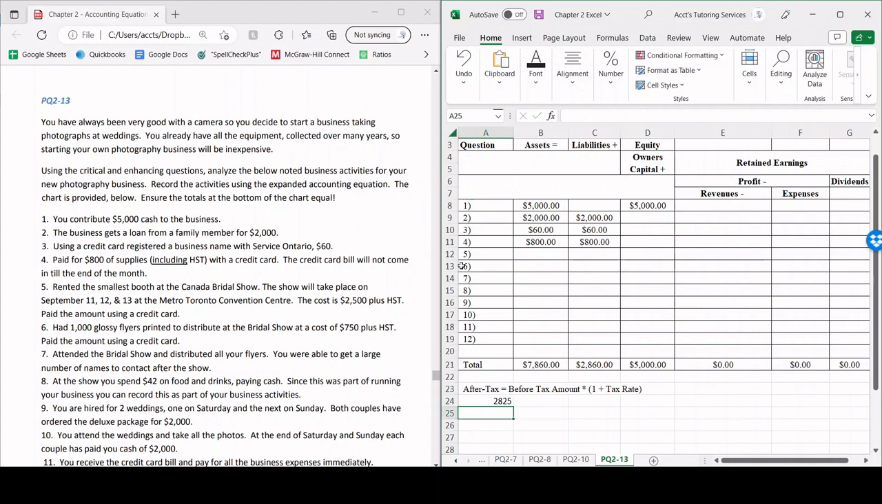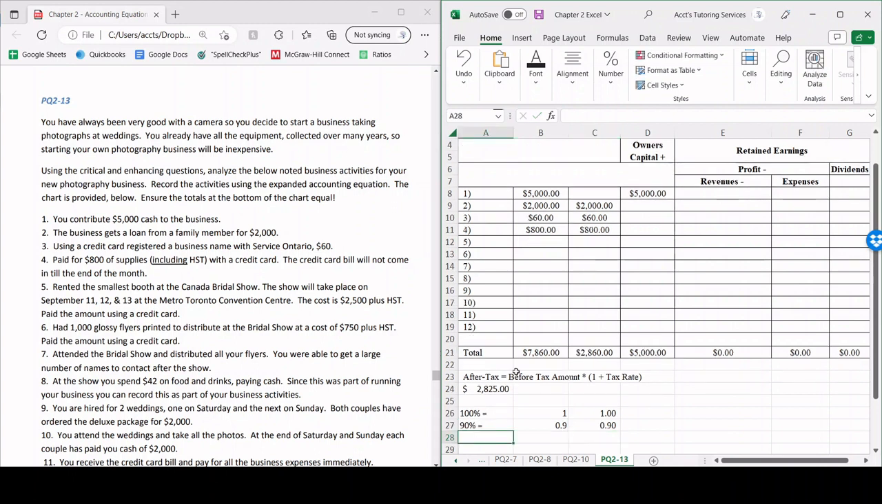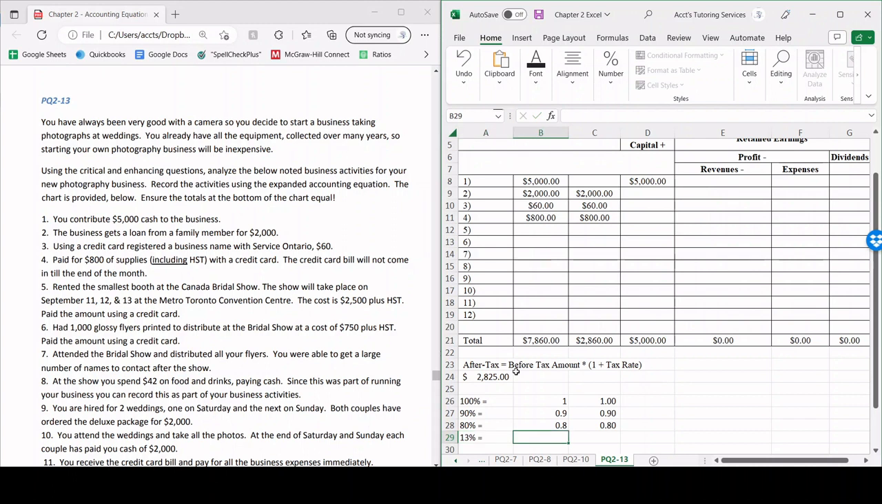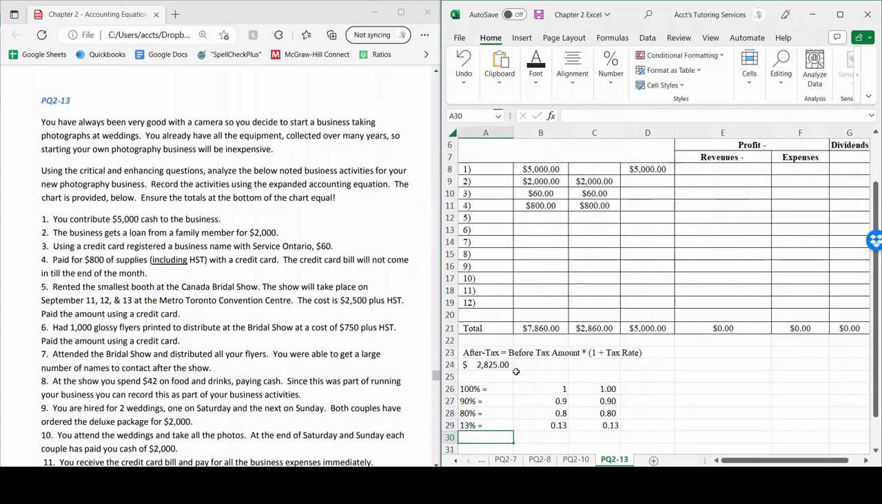0.13 bracket. So sometimes students get confused on how we get 0.13. So for example, 100% equals 1. To calculate that, we're going to take the 100 and divide it by 100. So this should be 1, not $1. Let me fix that up. Whereas 90% equals 0.90. To calculate that, we take 90 divided by 100. 80% equals 0.8. To calculate that, we take 80 divided by 100. In this case, 13% equals 0.13, which is 13 divided by 100.